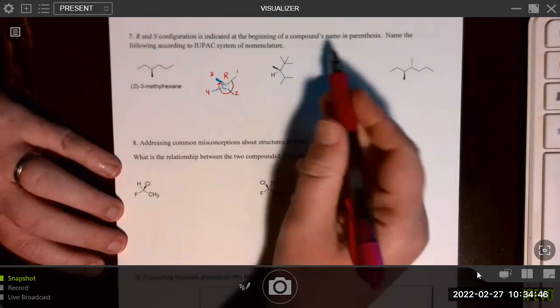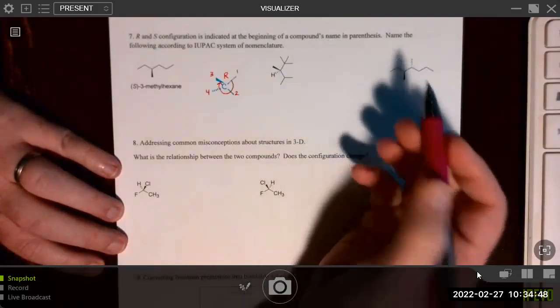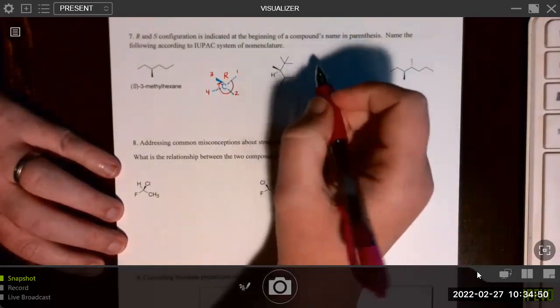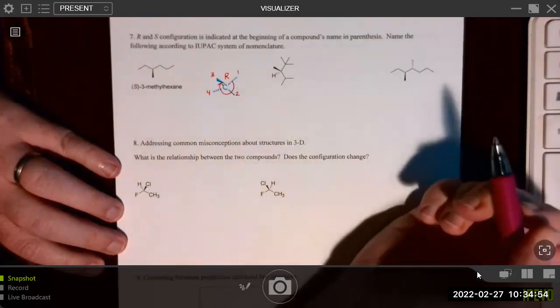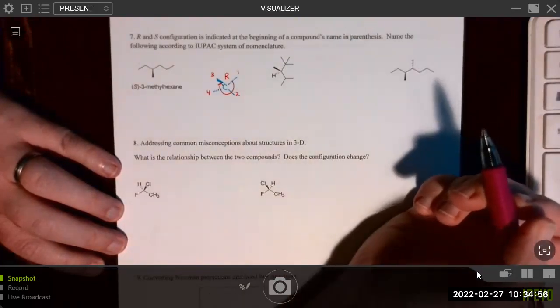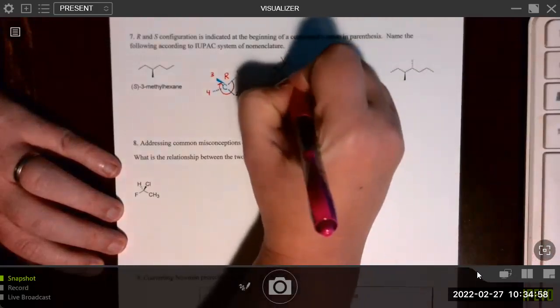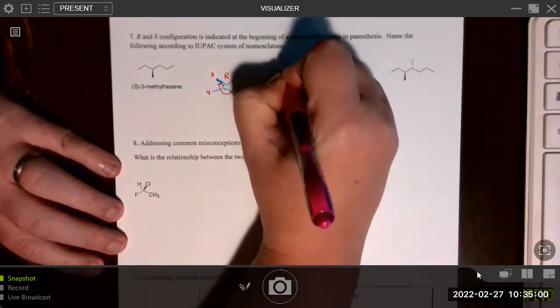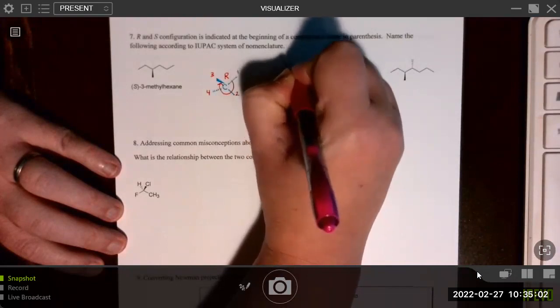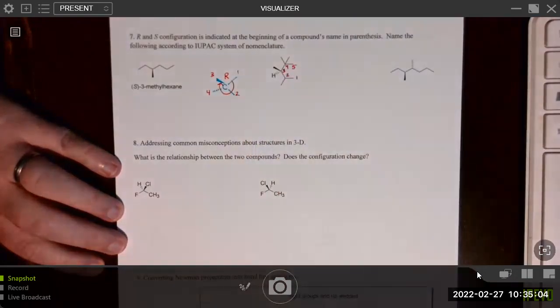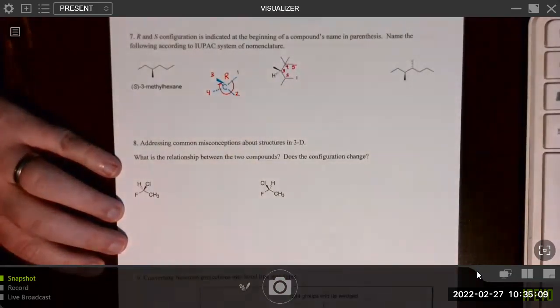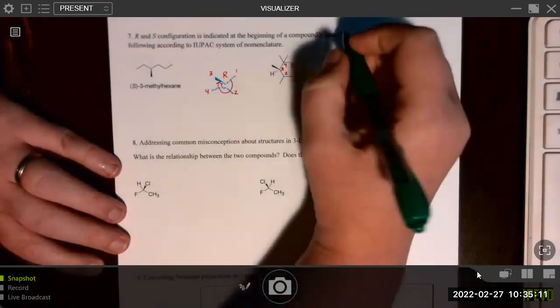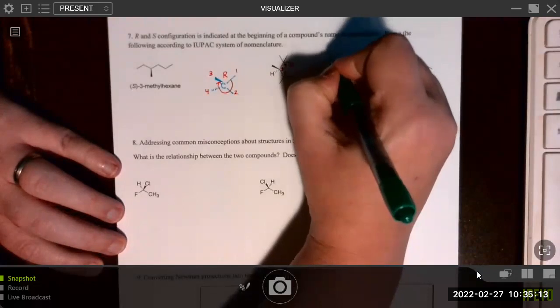So again, we want the longest carbon chain. And we can figure out what that is, right? So we have 1, 2, 3, 4, 5. That looks like the longest carbon chain. So I can assign locants here. Right, so it could be starting in this direction, or I could have started in the opposite direction. Let's go ahead and look at what that would look like.